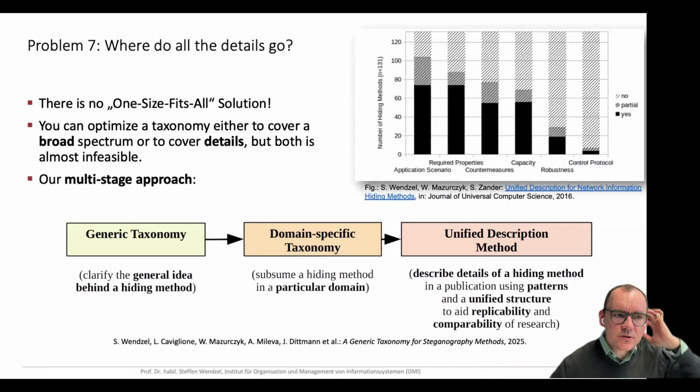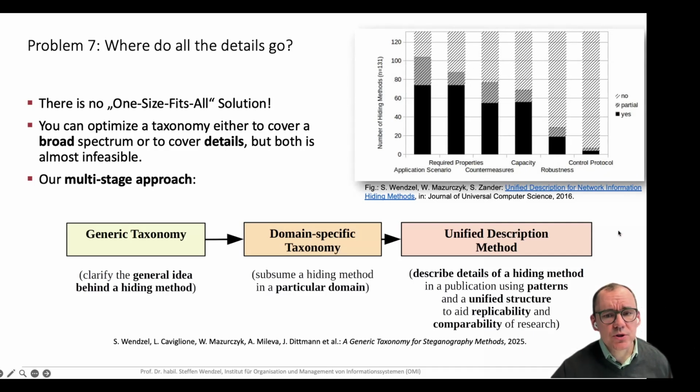Actually, that's based on the paper that you see here, Unified Description for Network Information Hiding Methods, where we analyzed more than 100 described hiding methods, 131 described hiding methods in the literature, and found that their descriptions vary a lot. So, for instance, the robustness is checked by very few, capacity by around half of them. And also an application scenario is not always provided.